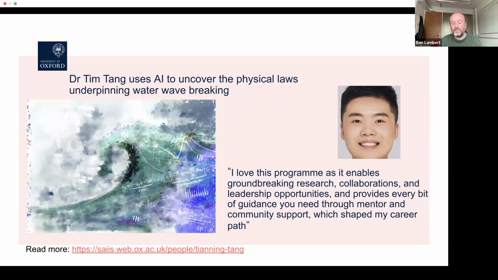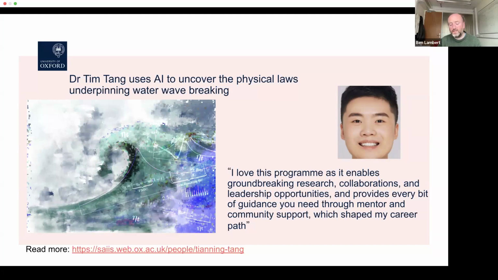And that's an extremely computationally expensive process. To simulate a single water wave breaking in 2 dimensions at the required level of fidelity that he needs, it takes him 2 or 3 days on Oxford supercomputers. To simulate a 3-dimensional wave breaking once, it takes roughly 3 weeks.